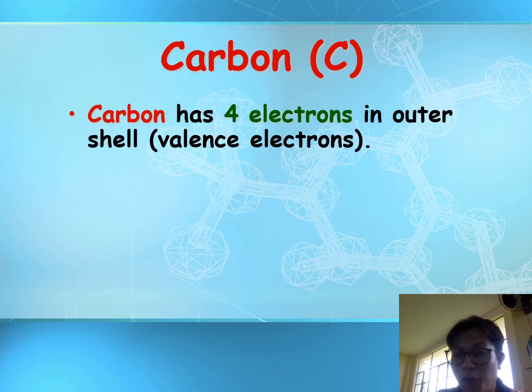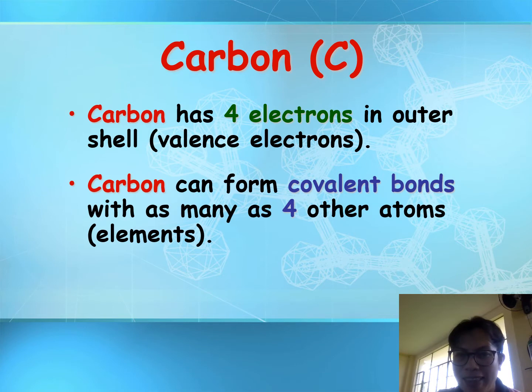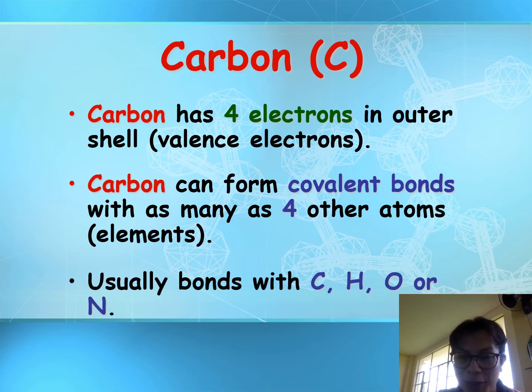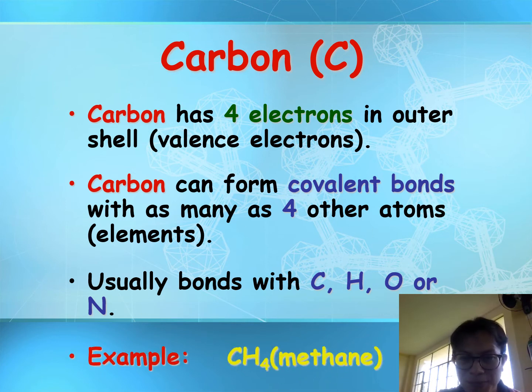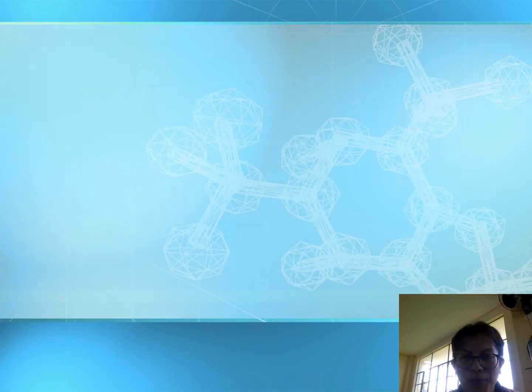Carbon has 4 electrons in its outer shell, valence electrons, and they can form covalent bonds with as many as 4 other atoms or elements. Usually they bond with carbon, hydrogen, oxygen, or nitrogen. Example, we have methane, CH4.